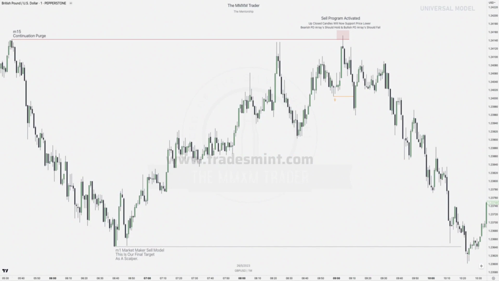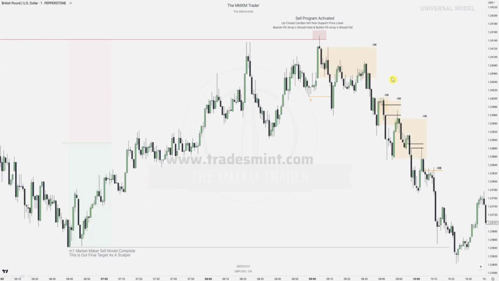So again, all up close candles will now support price lower. Bearish PD arrays should hold and the bullish PD arrays should fail. And then we are in the sell side of the curve, right? So we're waiting for that break of structure on our short-term perspective. It happens over here. We want to be in the correct time zone, right? We're going to outline that later, but as I can see down here, we are in New York kill zone, right? So all up close candles should now support price lower. And we can see that over here.